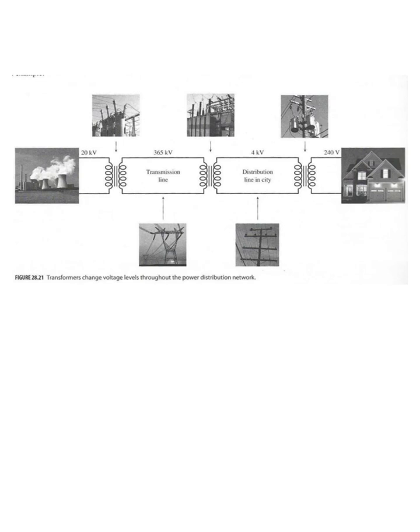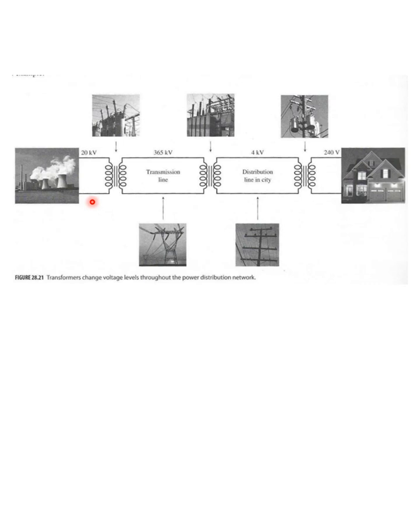Here we have, I know the writing's a little small, but just an idea of how we get power from the power company all the way to our houses. It uses a series of transformers. So typical amounts from the power company, it's 20,000 volts. Transformers change the voltage levels throughout the power distribution network. By the time it gets to our house, it's only 240 volts.